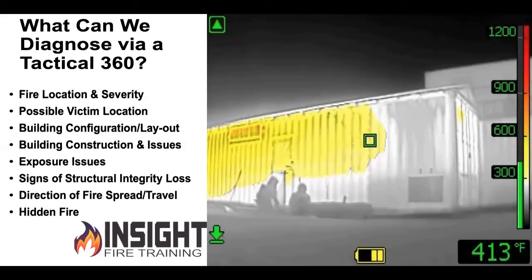Possible victim location. First thing in the acronym LIP is life. We are to save lives and property if possible. So if I know where the victim is from the exterior and in the interior, I'm going to get to the victim. If you take our search class, the research shows 70% faster. I'll show you a vent enter search video here in a little bit.